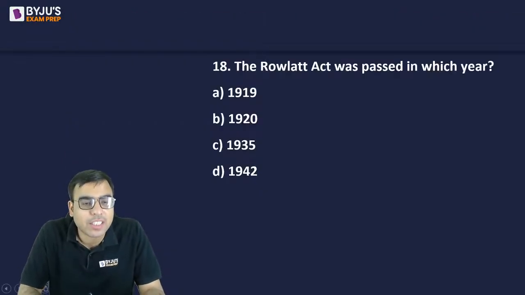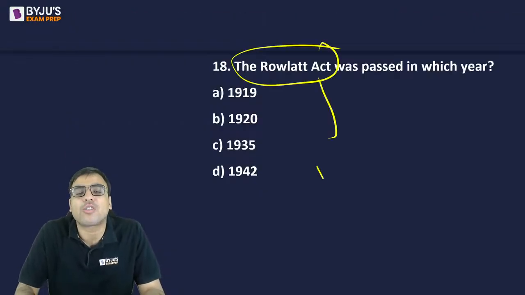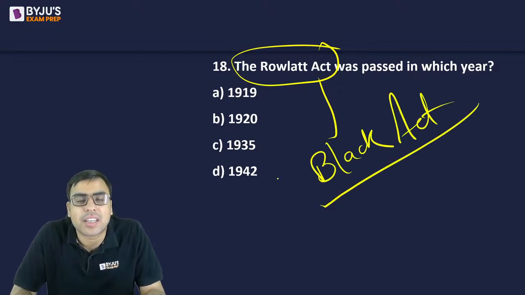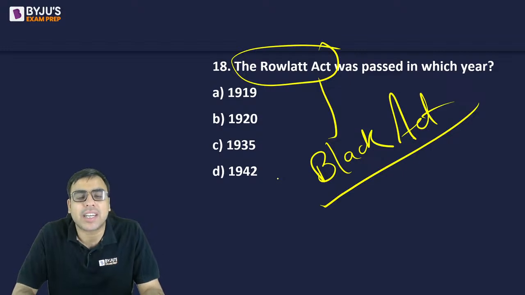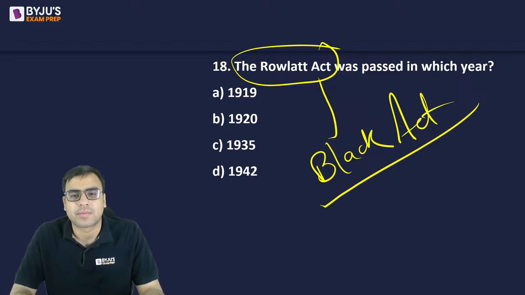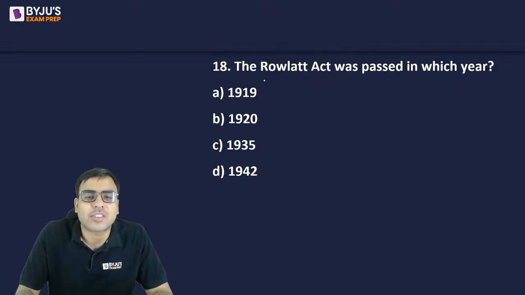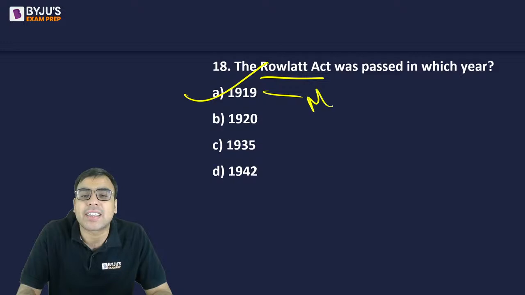Let's move on to the next one. The Rowlatt Act, also known as the Black Act, was passed in which year? 1919, 1920, 1935, 1942. What is the right answer? The right answer is that it was passed in March 1919.